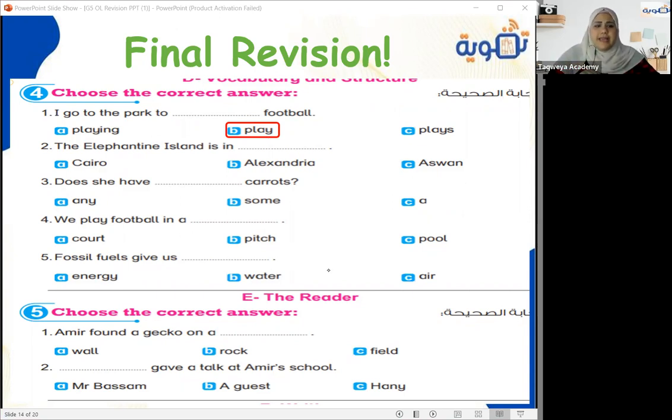Number 2, the Elephantine Island is in, remember, Elephantine Island is one of the most important places for ecotourism in Aswan.